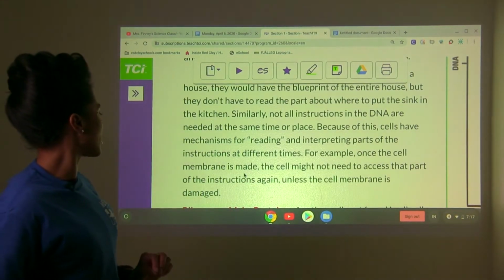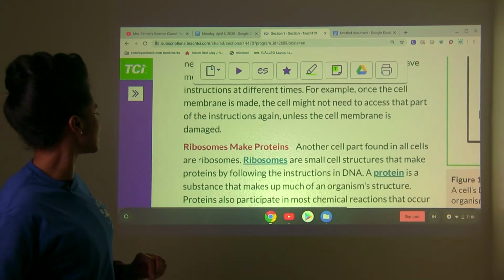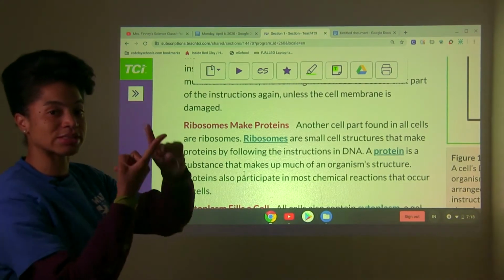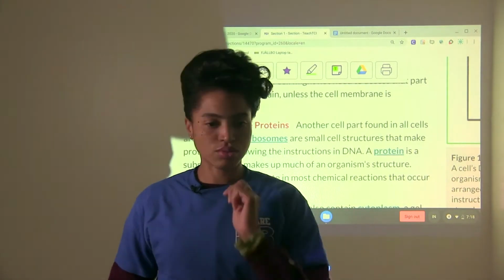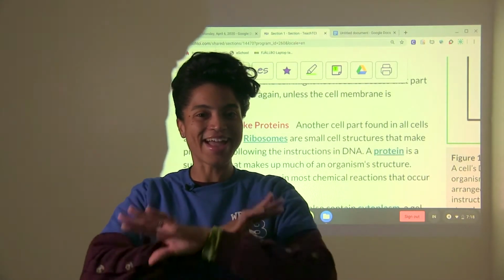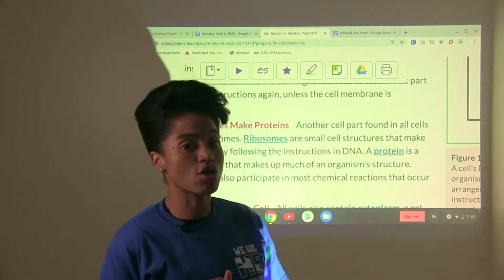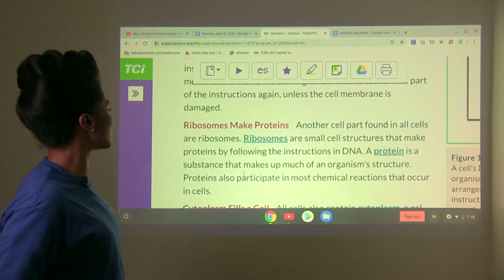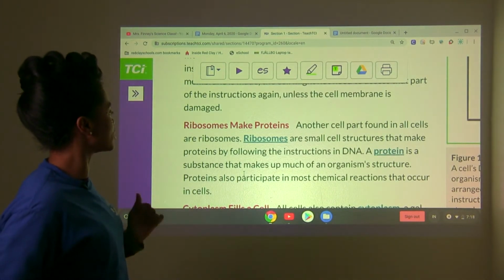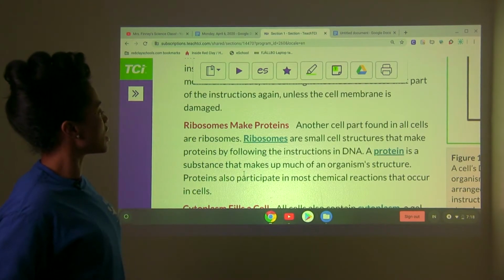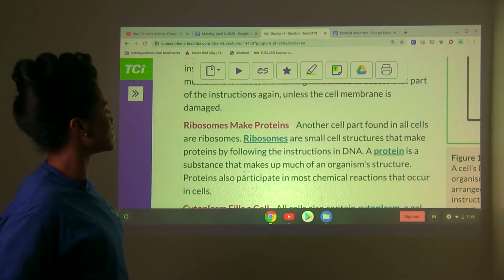So, the second one we covered was the DNA. Next, ribosomes. We talked about the cell membrane, it's like the bodyguard of the cell. Who comes in? Who can't come in? Who stays out? And then we have DNA, giving the instructions for the cell. Now we're talking about ribosomes. Ribosomes make proteins. Another cell part found in all cells are ribosomes. Ribosomes are small cell structures that make proteins by following the instructions in DNA.